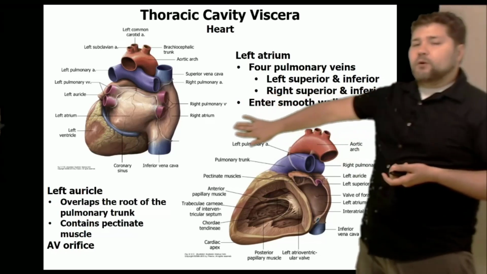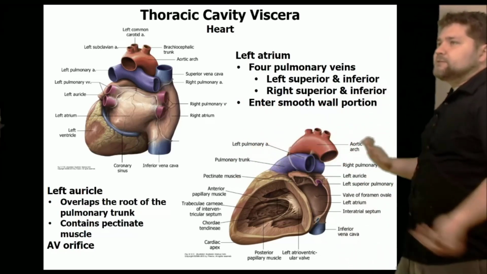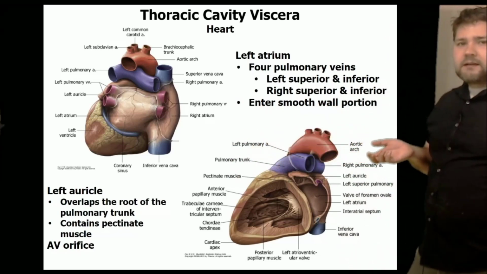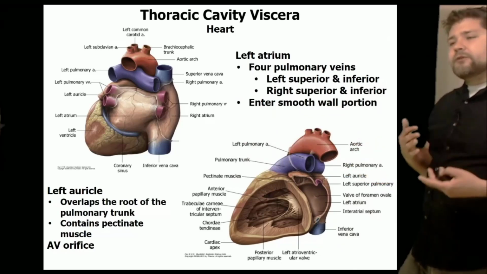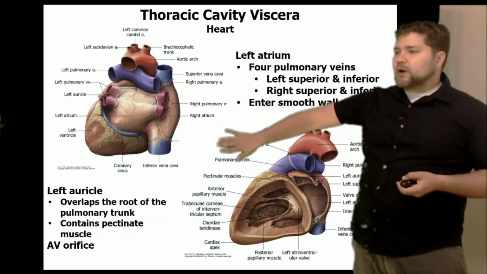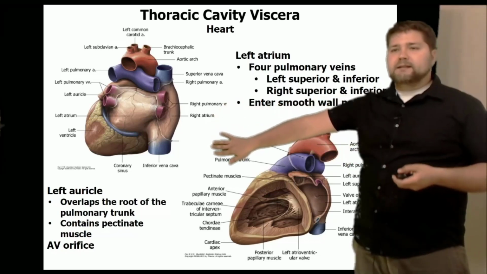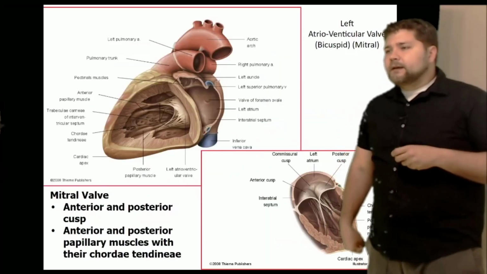However, there's also an auricle on the left side that does contain pectinate muscles. So if I said, is there pectinate muscles in the left atrium? Technically there are, but they're just not as prominent. If you were to open those up, it would pretty much predominantly be smooth. But all the pectinate muscles on the left side are contained in the auricle. They're in the auricle and the actual atrium on the right side.